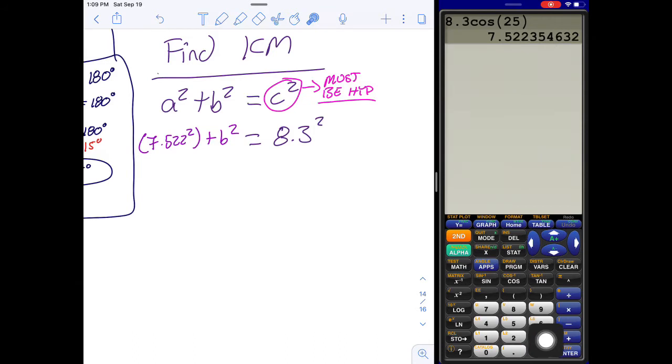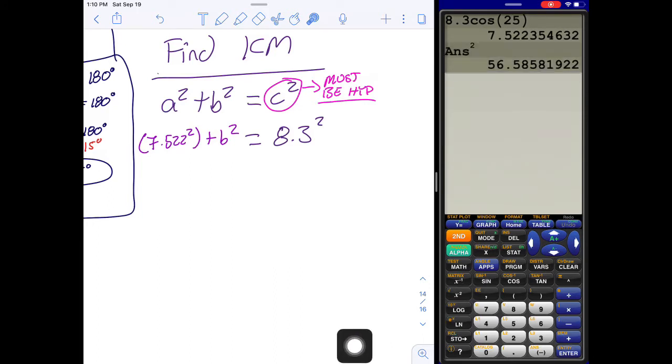Now we're going to use that second answer kind of trick to solve for that. So I'm going to press second, and I'm going to press ans. And now remember, this ans is representing your last value, so 7.522, and I'm going to square it. So this gives me 56.585, blah, blah, blah, plus b squared equals.